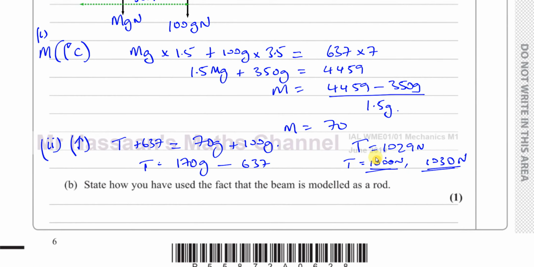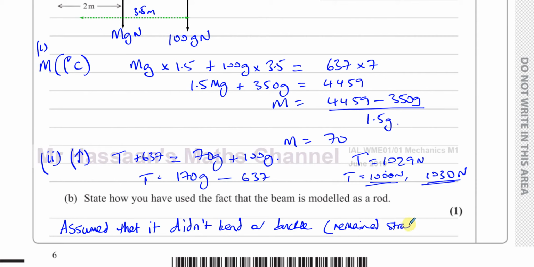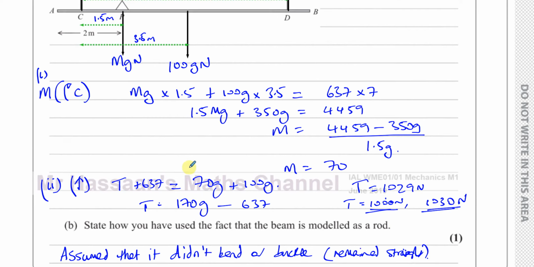It says, state how you have used the fact that the beam is modeled as a rod. Basically, we assumed that the rod didn't bend or buckle. It remained straight. That's what we assumed when it says it is a rod. So something like that, mentioning it doesn't bend or buckle, would be sufficient for part B. So there's the answer to part B.